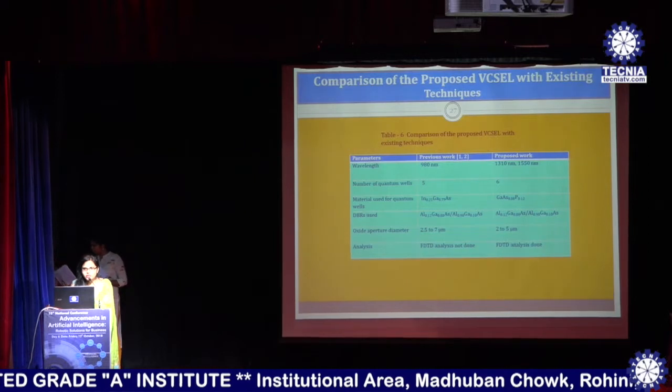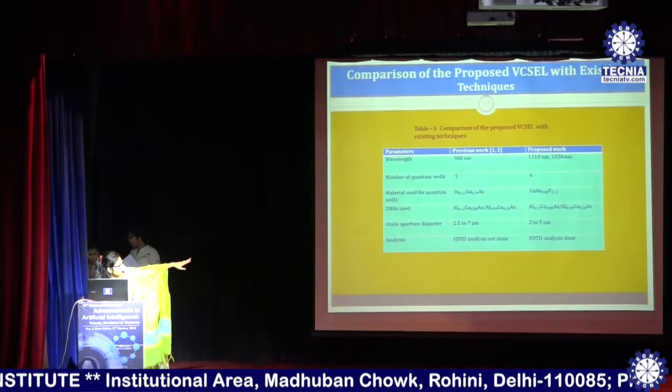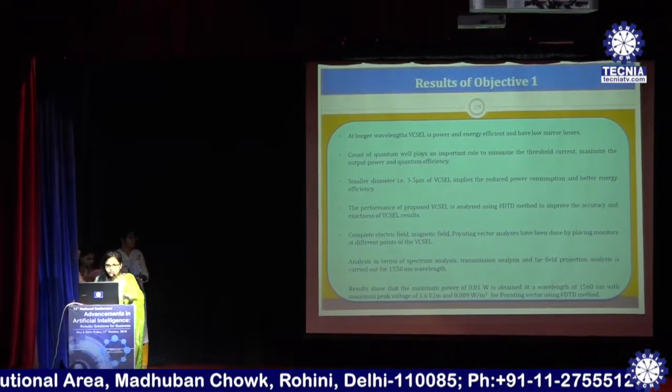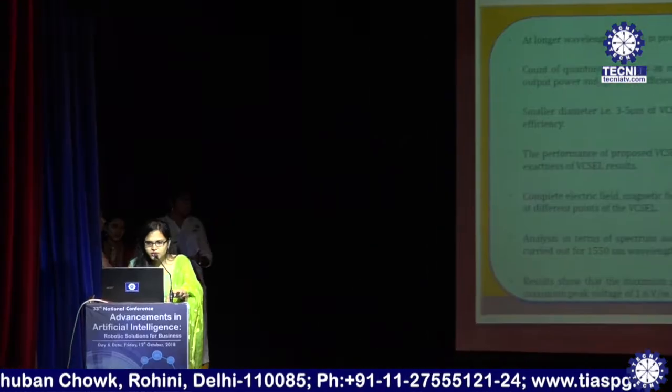The proposed work has more quantum wells, but in my work the oxide aperture diameter from 2 to 5 micrometers is the best. So my work is energy efficient, power efficient, and has low mirror losses. Importantly, the size is minimum. That is the main conclusion.